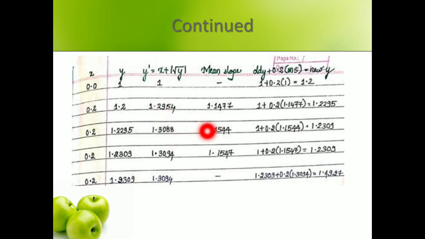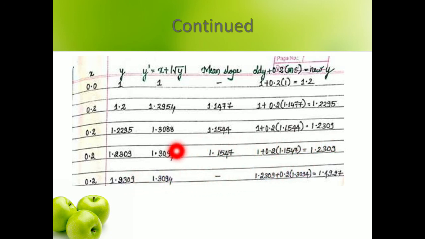Add these both, divide by 2, you will get a slope. Once you get the slope, substitute in old y plus 0.2 into mean slope, you will get a new y value, that is 1.2309. When x is 0.2, y value is 1.2309, y dash is 1.3094, mean slope is 1.1547. So your new y value will be equal to 1.2309. 1.2309, you can change the iteration in the next step by not taking the mean value.